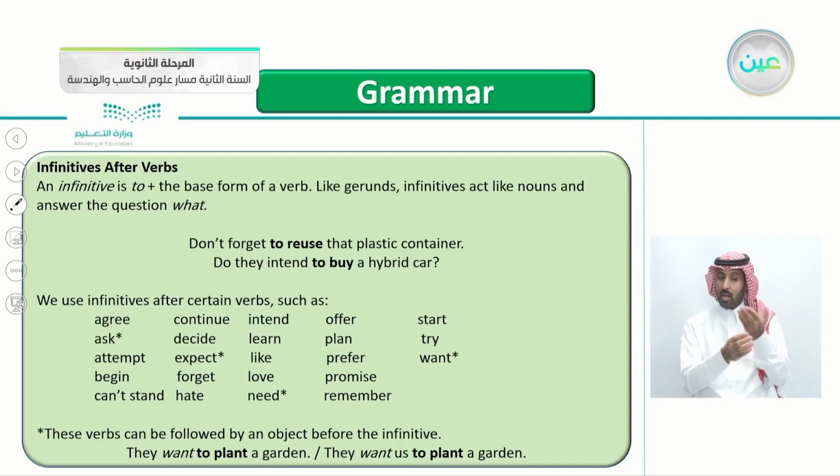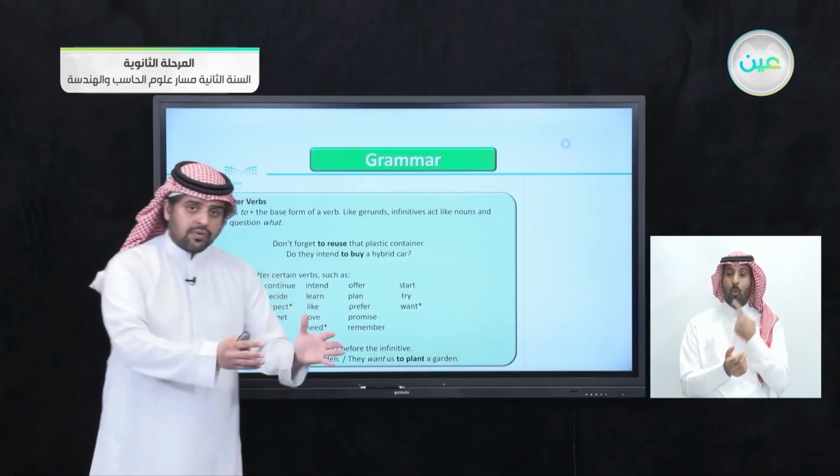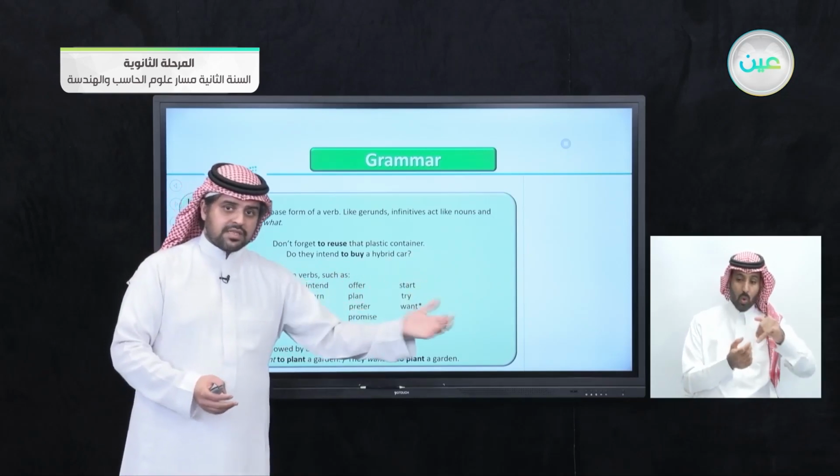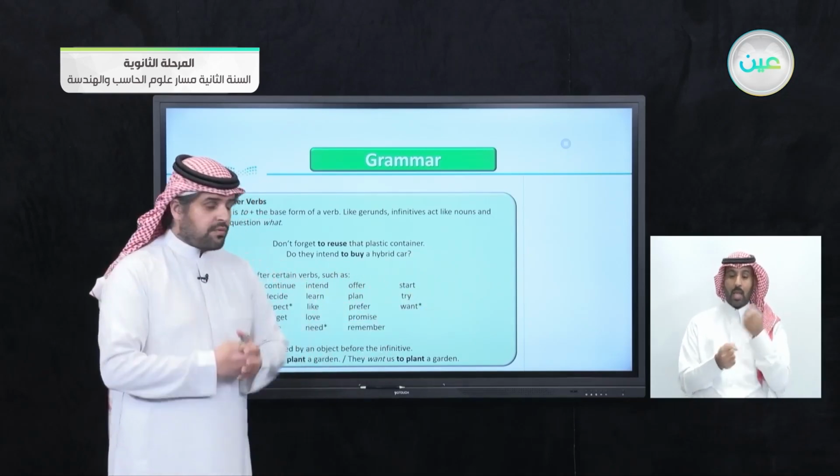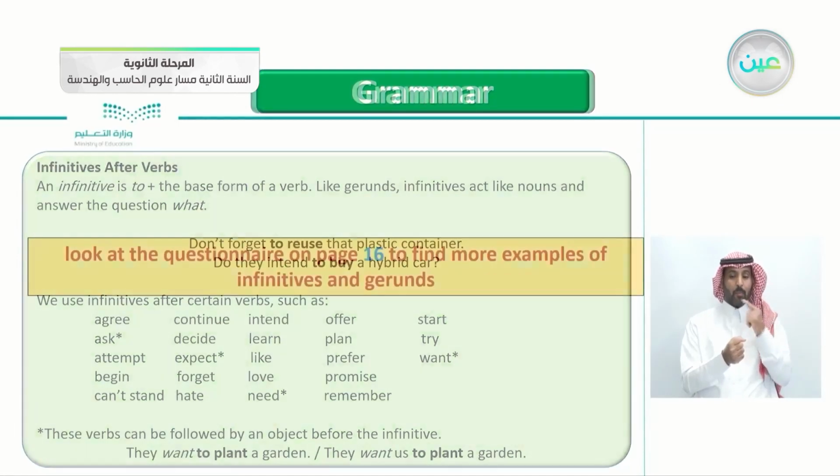For example, they want to plant a garden. You can put a subject before the infinitive: They want us to plant a garden. So with verbs such as ask, expect, need, and want, you can put an object before the infinitive. For example, when I say, I want you to go and get me something, you put a subject before the infinitive.